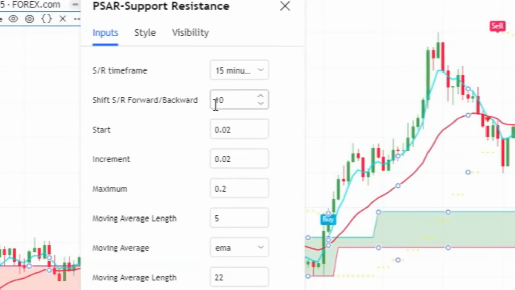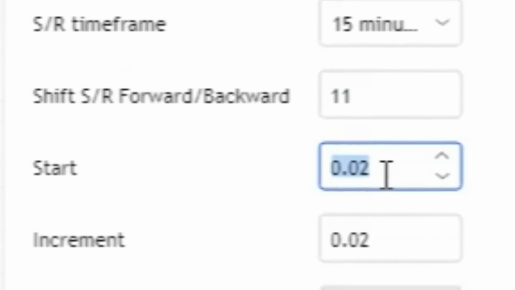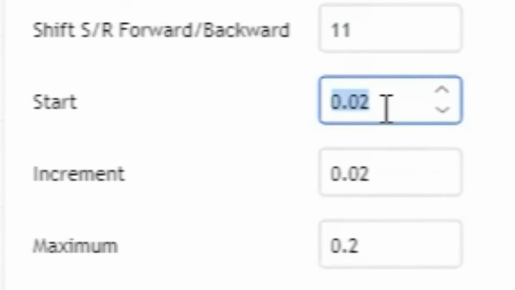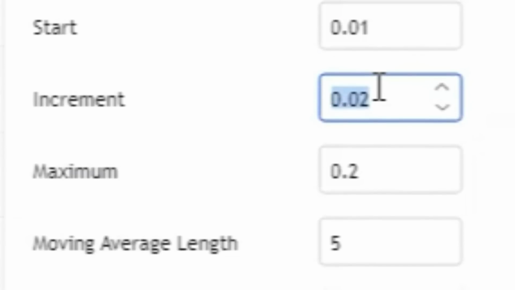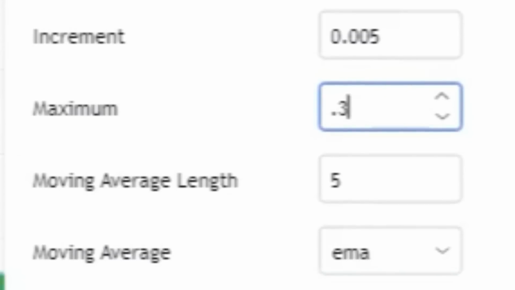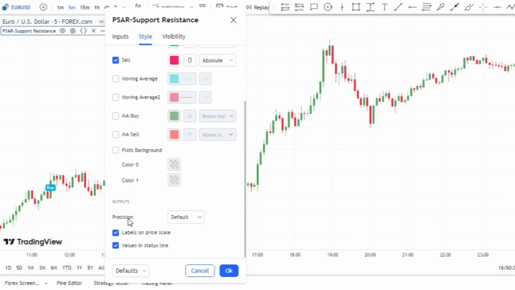Next, set the shift option to 11. Start value to 0.01. Increment value to 0.005. And the maximum value to 0.3. Then disable all options except for the buy and sell options in the style section.